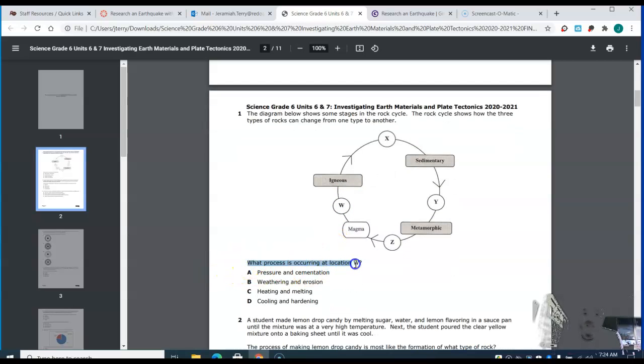What process is happening at W? Is it A, pressure and cementation? Is it B, weathering and erosion? Is it C, heating and melting? Or is it D, cooling and hardening?